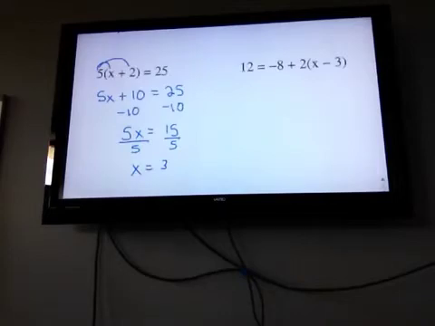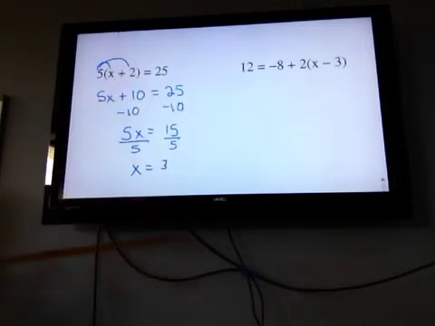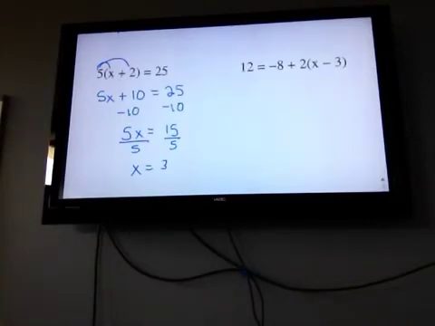Your calculator has parentheses, so if you were going to check this, 5 parentheses, 3 plus 2, close parentheses, enter. Your calculator parentheses are above your 8 and 9. So you can use them when you check.